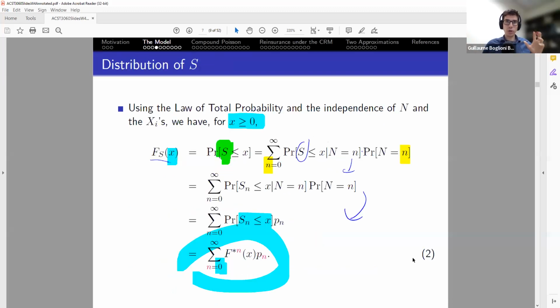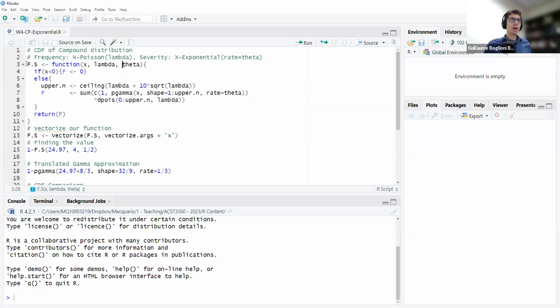Okay, so that's what we're going to exploit in our code. But other than that, we're just implementing this formula. Okay, back to R. So we're going to do this in a function. Fs is going to be my CDF evaluated at x, and here we have a Poisson lambda frequency, so we're going to have one parameter which is the lambda, and we have an exponential severity with the parameter I'm going to call theta.